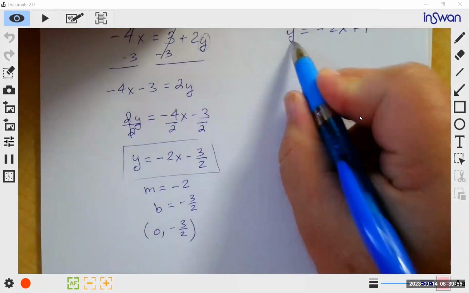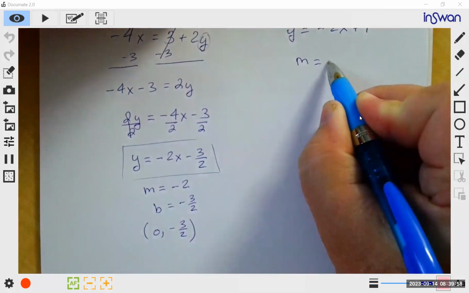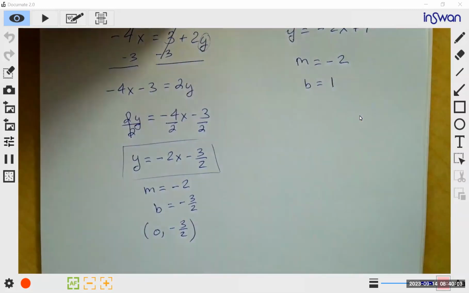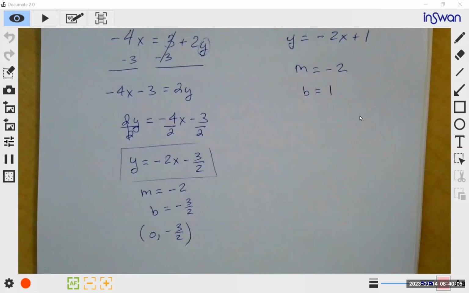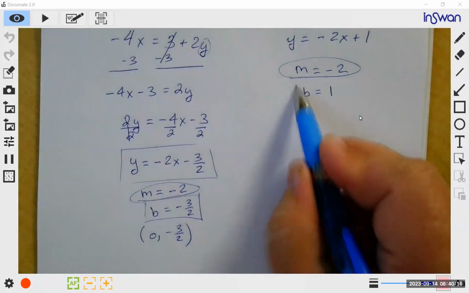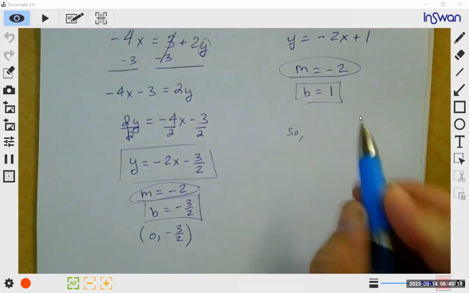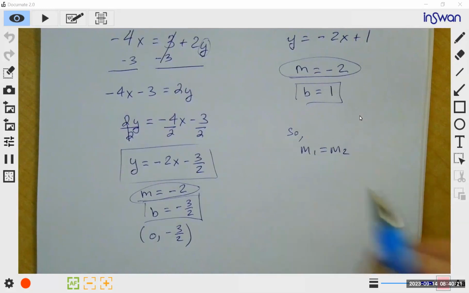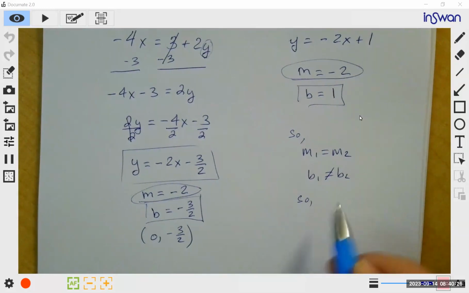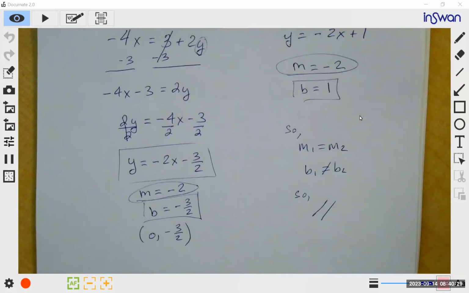Other one. Well, we know it's already solved for y, so m is equal to negative 2. The y-intercept is 1. So what do we notice about the two lines? Well, yeah, they have the same slope. So the lines are parallel, but they have different y-intercepts. So M1 equals M2. B1 does not equal B2. So parallel. That's all there is to it.